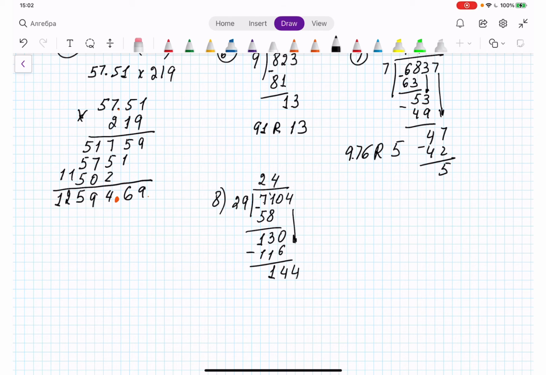the last 4, 144, and it's going to be another 4 times, which is 116, and the remainder is going to be 8. 14 minus 6 is 8, 3 minus 1 is 2. So the answer is going to be 244 with remainder 28. Question number 9.